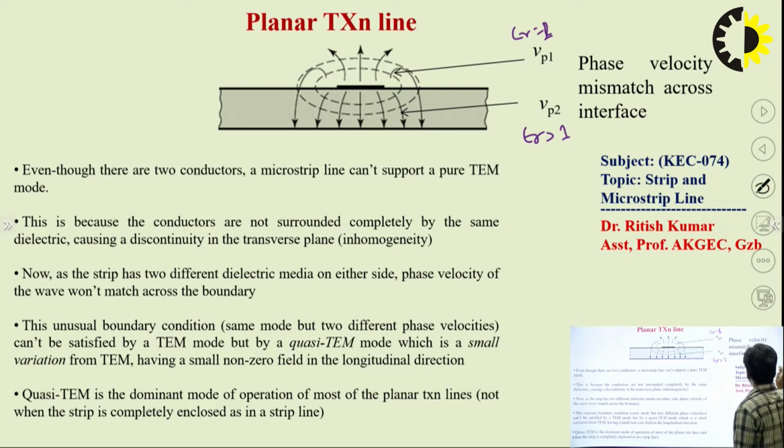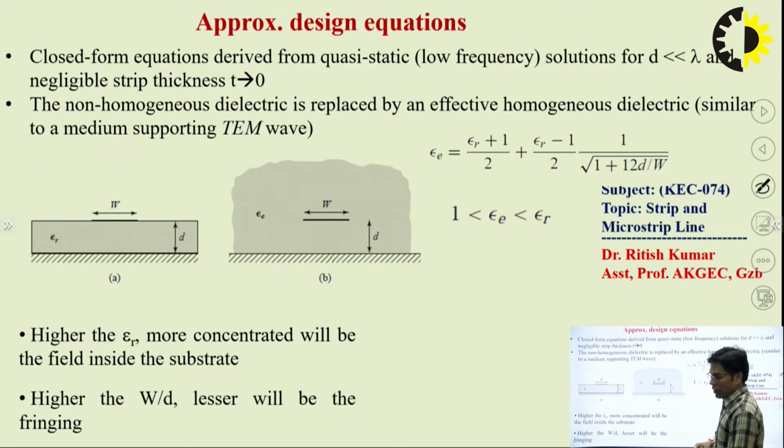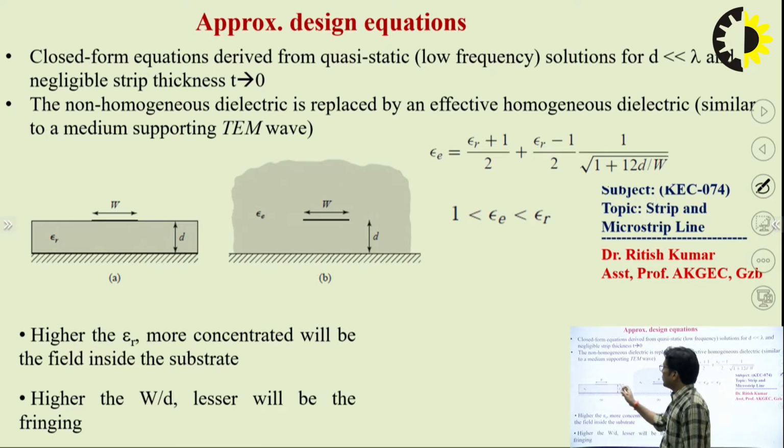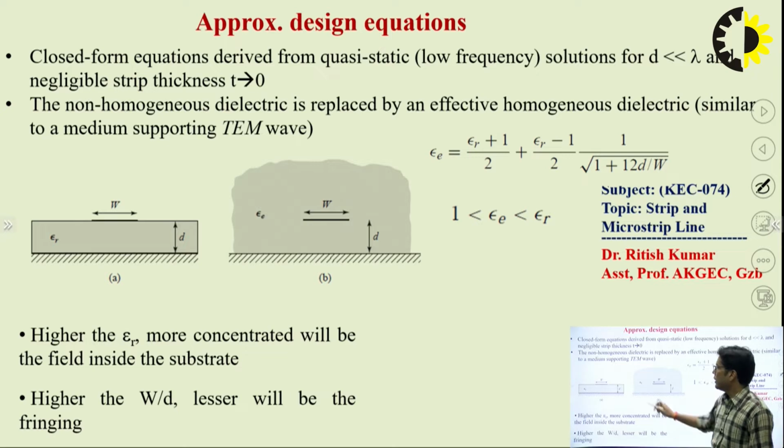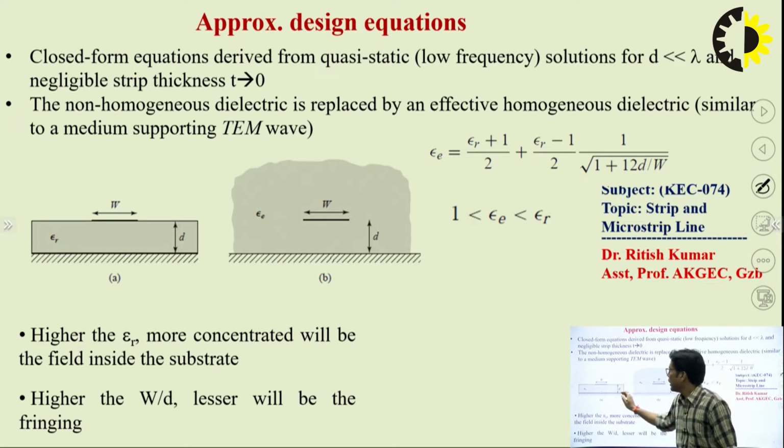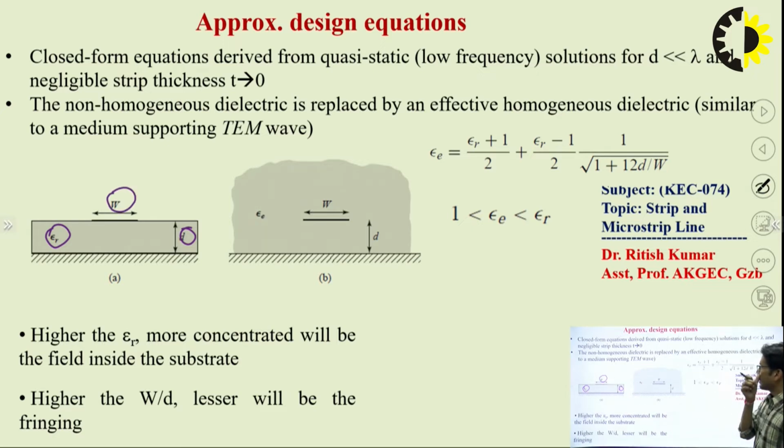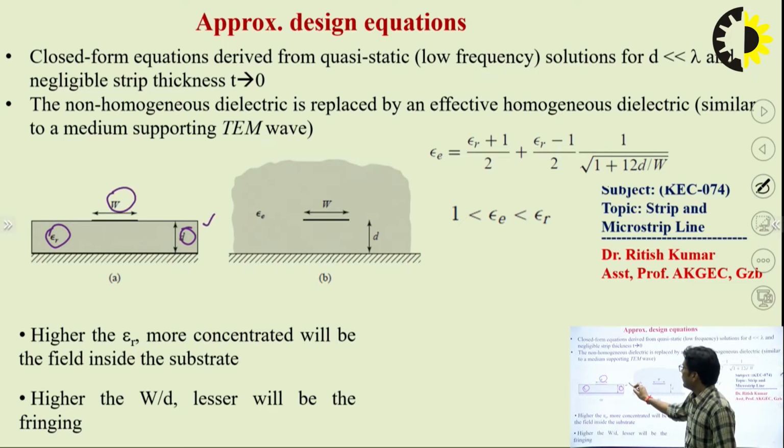Secondly, now we will discuss the design equations. What we need to focus on to design this microstrip line? This is the structure of the microstrip line. The main design parameters you can see are the substrate height d, epsilon r, and the width of the transmission line. This is a substrate, and this is the width of the strip line.